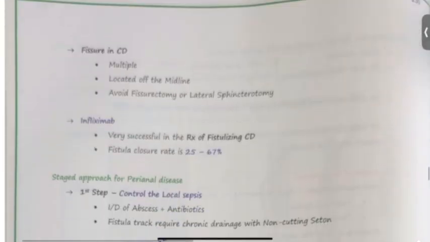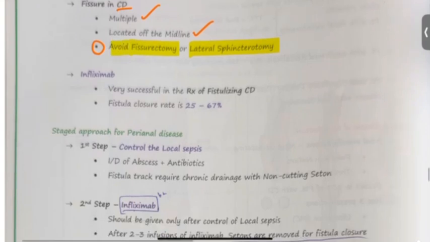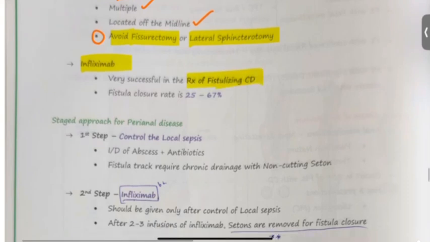Okay. If there is a fissure in case of Crohn's disease, then these fissures usually will not be single, it will be multiple, and it will be located off the midline. So in this case, if there is a Crohn's disease fissure, then we will avoid fissurectomy or lateral sphincterectomy because it will again cause incontinence. So we will avoid and we will try to treat it conservatively. Again, infliximab we discussed, that is used for treatment of fistulizing Crohn's disease. Fistula closure rate is 25 to 67% when infliximab, that is anti-TNF, is used.